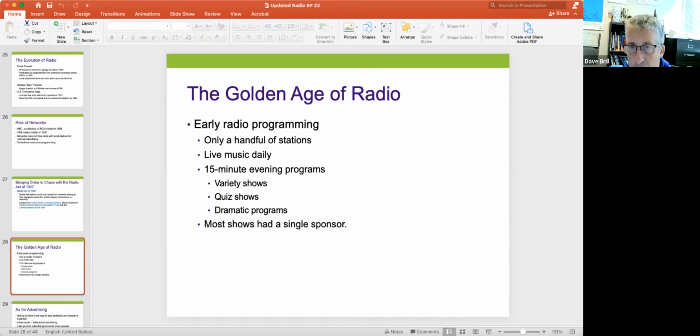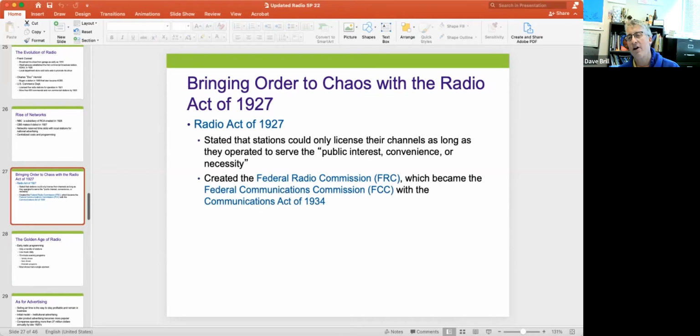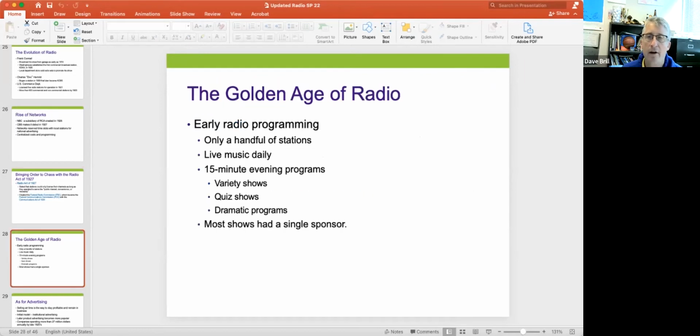Early radio programming. Okay, so this basically was another Sarnoff issue, which is trying to establish clear signals on radio. Here's your regular programming. Early radio programming had only a handful of stations. There was live music daily. There were 15-minute evening programs, really low-key stuff, variety shows, quiz shows, dramatic programs.